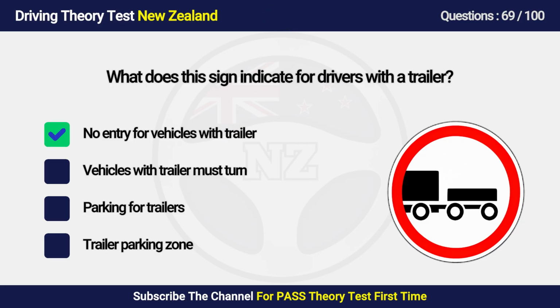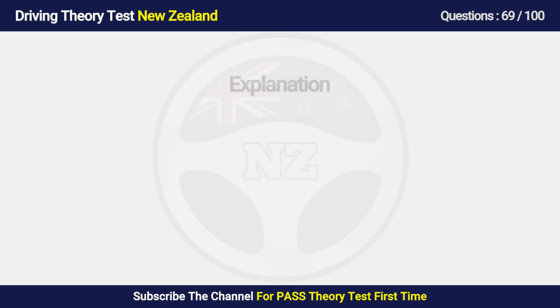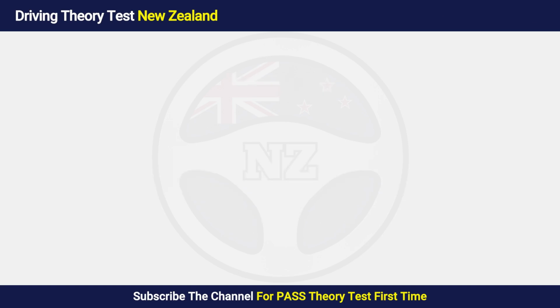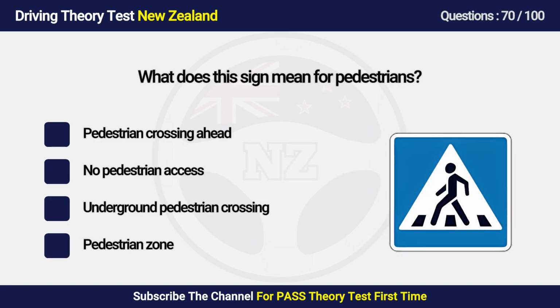Answer is A. No entry for vehicles with trailer. This sign prohibits the entry of vehicles with trailers. This restriction is often due to sharp turns, steep gradients, or limited space. Question 70. What does this sign mean for pedestrians?